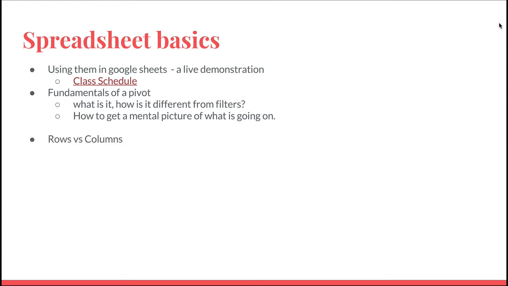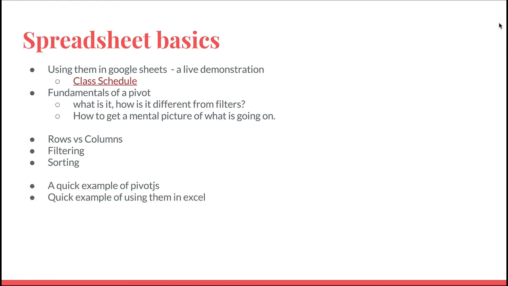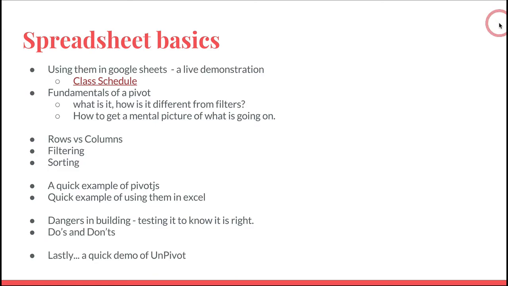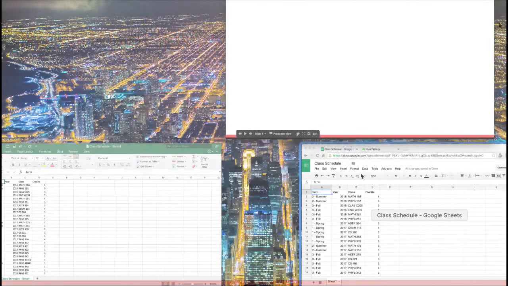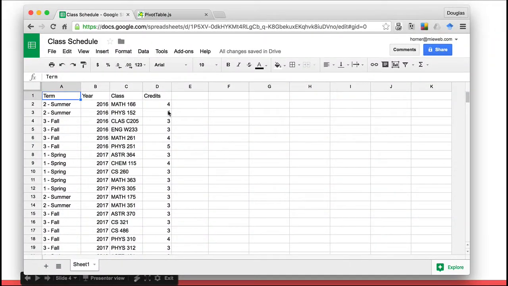of a pivot. It'll cover rows versus columns, filtering, sorting. We'll do a quick example of using another tool, how to do it in Excel, some dangers that pivot tables present, and the do's and don'ts. Lastly, I'll show a quick example of unpivot. Quick example of a class schedule spreadsheet.